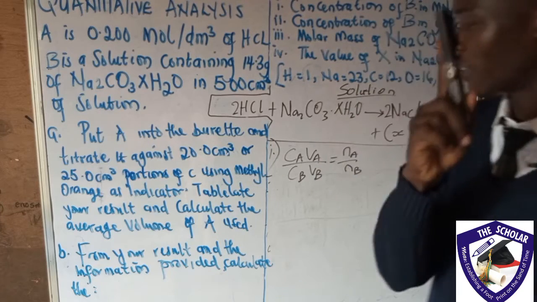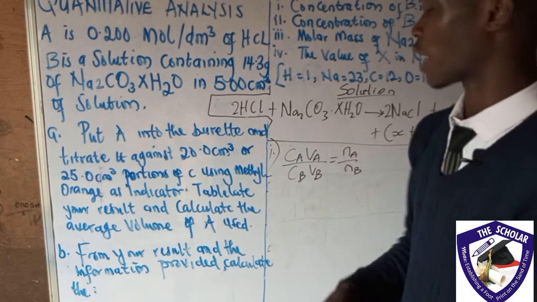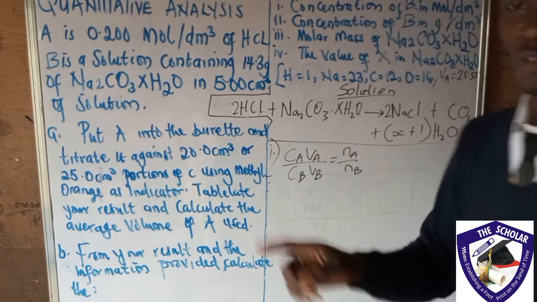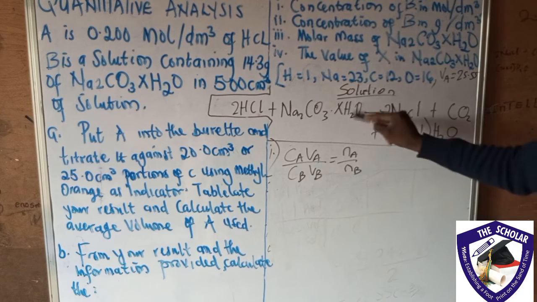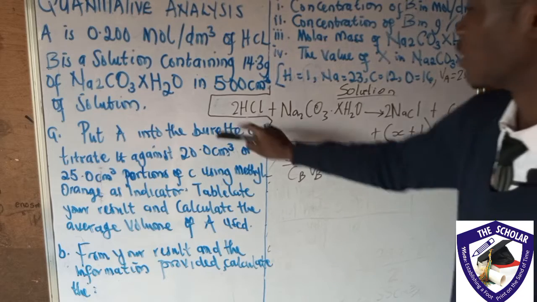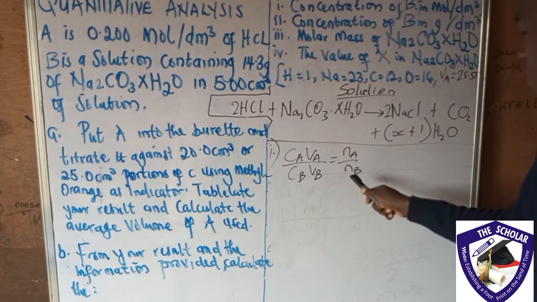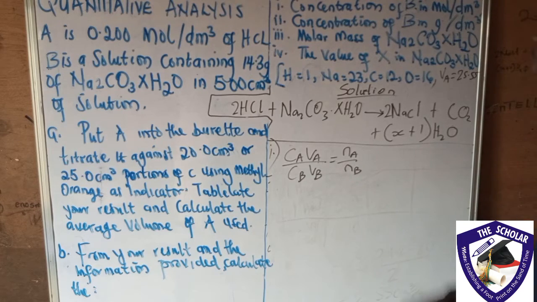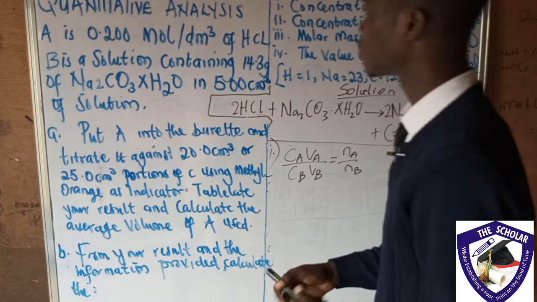Mind you, be very watchful. In your question, you might be given 20.0 centimeter cube or 25.0 centimeter cube. You might be given either of the two. Your Na is gotten from the equation. Na is the number of moles of acid, which is 2 moles. Nb is the number of moles of the base, which is 1. Are you with me?